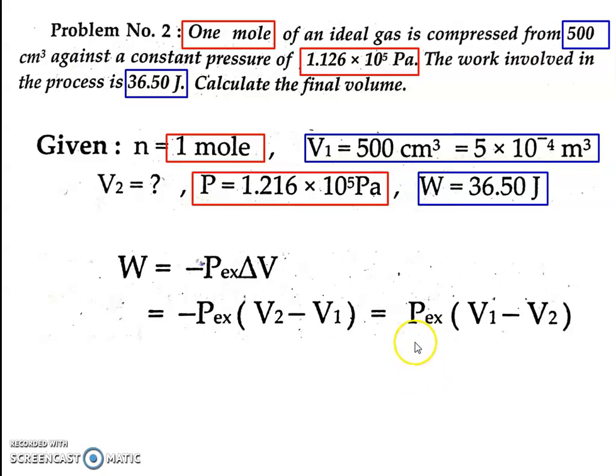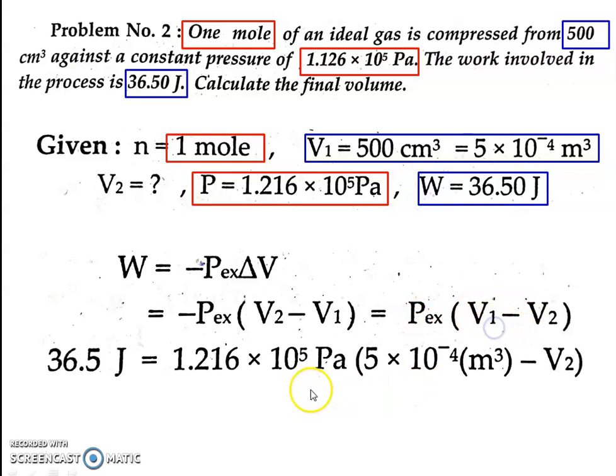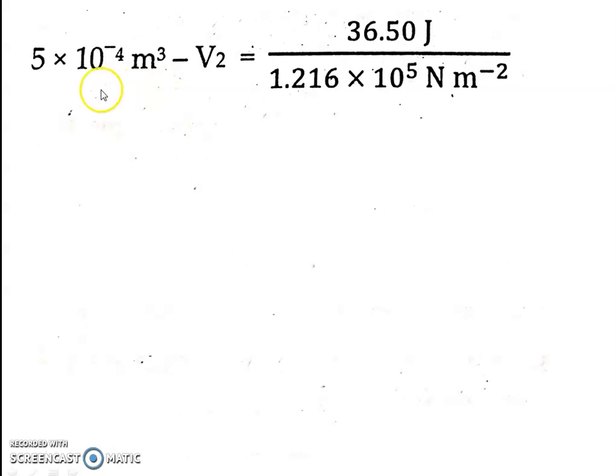Now when we substitute the values of P external and V1, the work is 36.5 joule, equal to 1.216 into 10 raised to 5 Pascal, this is the external pressure, into 5 into 10 raised to minus 4, this is the initial volume, minus V2. So we just solve this and we get the answer. By rearranging terms, we get 5 into 10 raised to minus 4 cubic meter minus V2 equal to 36.5 upon 1.216 into 10 raised to 5. This is the pressure.